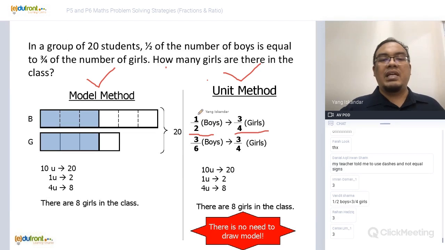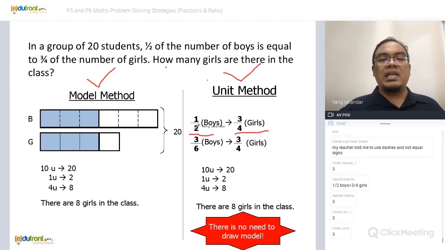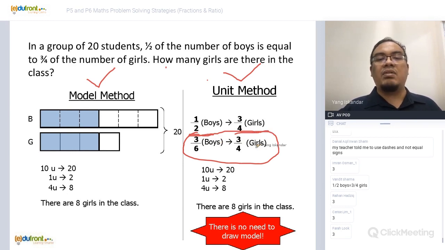1 times 3. Now, remember, when you multiply the numerator, the boys here, by 3, the denominator you must also times 3. Many students forget this. When they times 3 here, they never times 3 there. So when you multiply by 3, the numerator, you get 3, and the denominator, you get 6, right? So then we can compare. After the numerators are the same, 3/6 boys is equal to 3/4 girls.